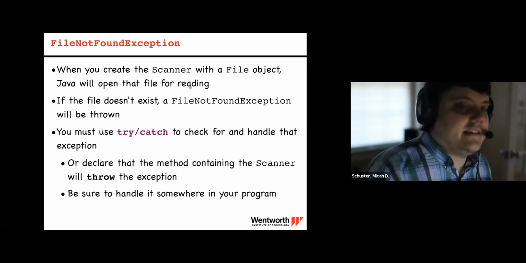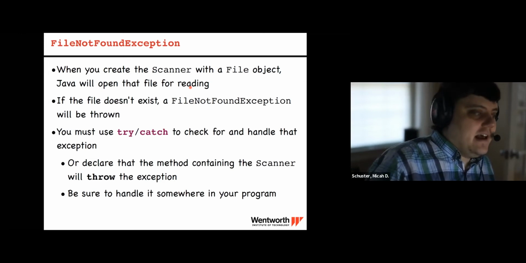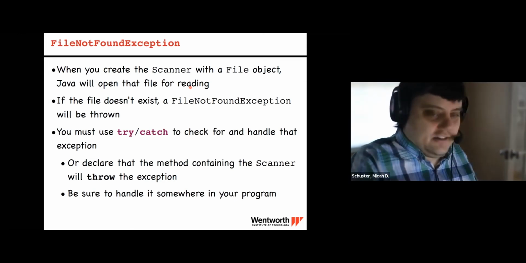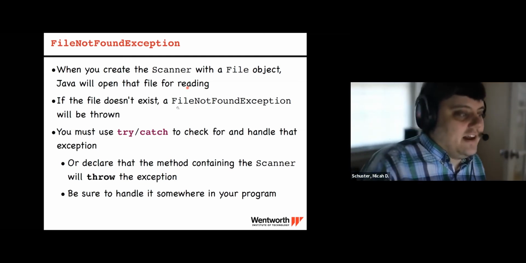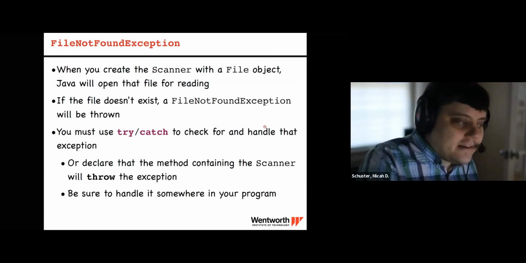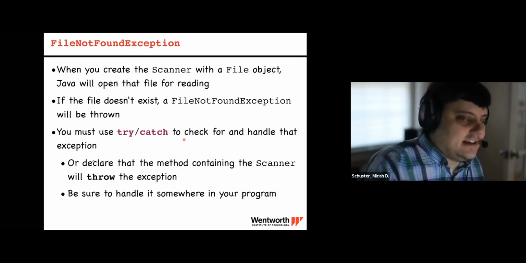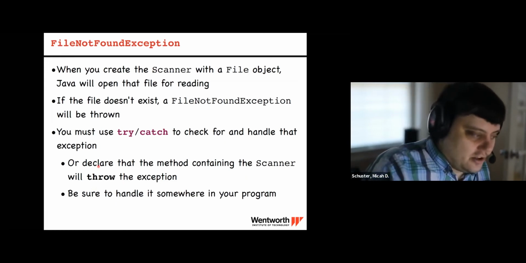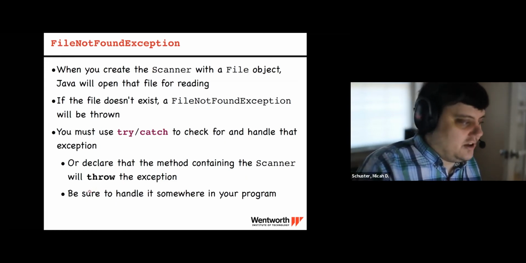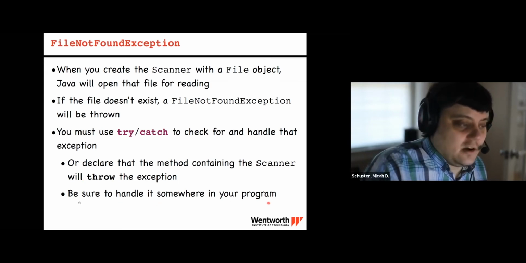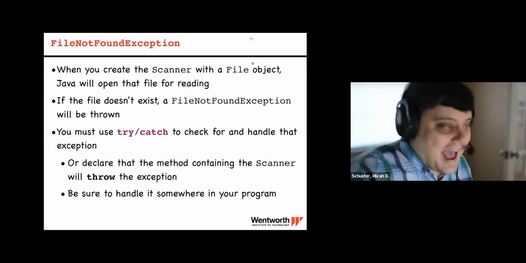This is where the exceptions come in, the stuff from last time. If the file doesn't exist, let's say you misspell the name or the file just for whatever reason is not there, then Java will throw a FileNotFoundException. So you must use a try-catch to handle that exception. Or if you're doing a method, you can use the throws in the method. The point is, handle it somewhere in your program, because this has to be taken care of.